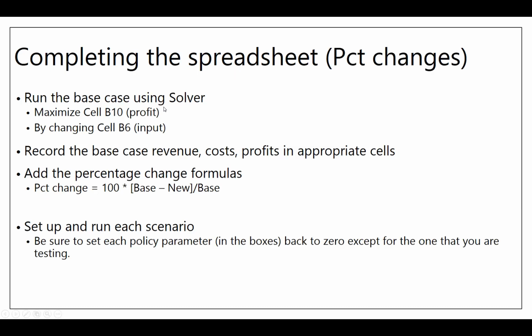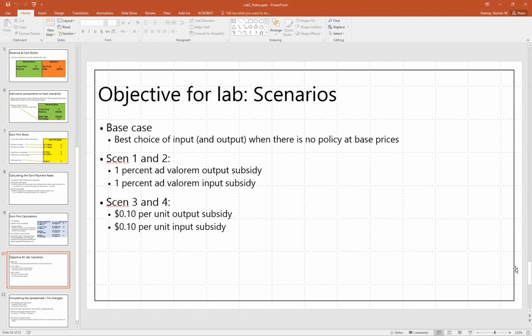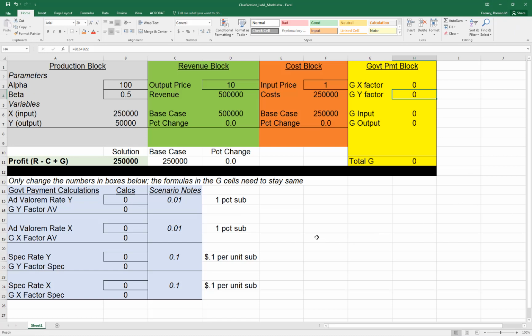Completing our spreadsheet, we've already completed some of these percentage change formulas, but we're going to set up and run the scenario. So I'll run a couple of those to get us going here in the last couple minutes that I have. Okay, so we're in our spreadsheet. The simplest thing is to just start with the first one here. So we get this ad valorem rate, 1% subsidy to output.